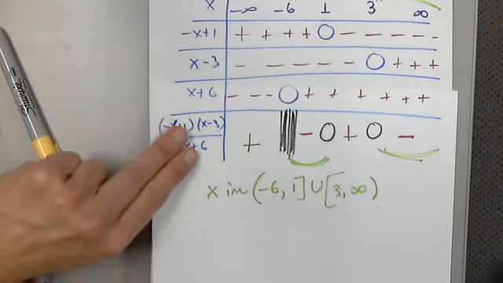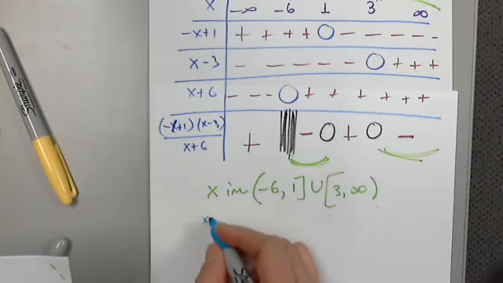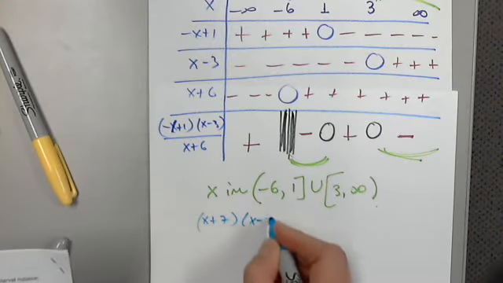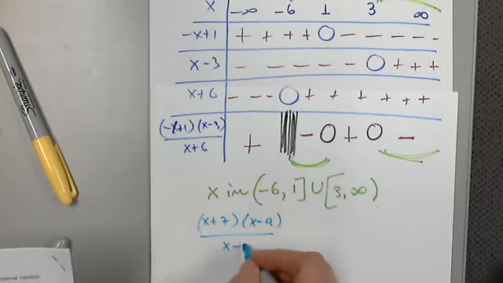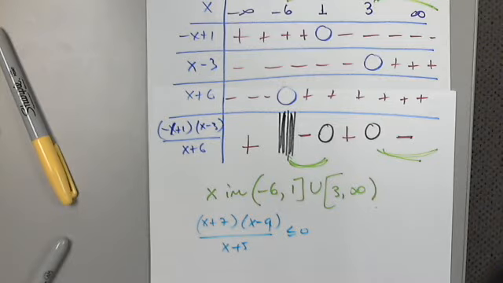Sorry about that. So then we have x plus 7, x minus 9 over x plus 5 less than or equal to 0. Let's work on this for 1 minute, and then we'll do it together.